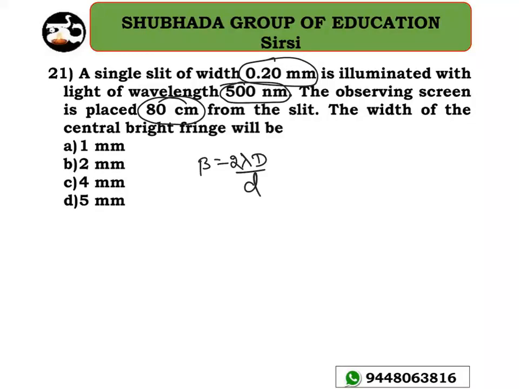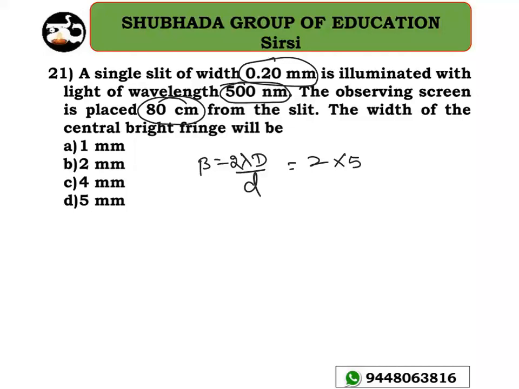Okay, this is what we use in the case of the diffraction method. This is 2 times lambda D by d. Do not get confused: the width of the central bright fringe is nothing but the width of the central maxima. Okay, so after that, you can substitute the given values here.